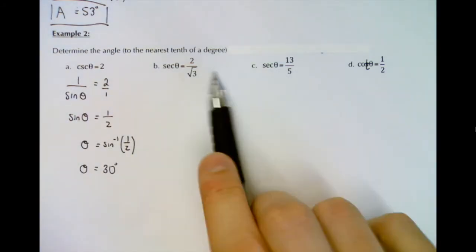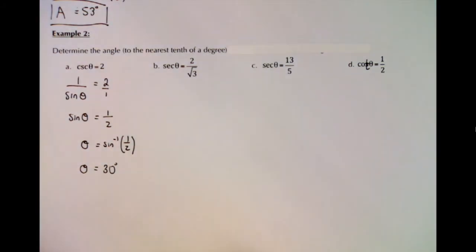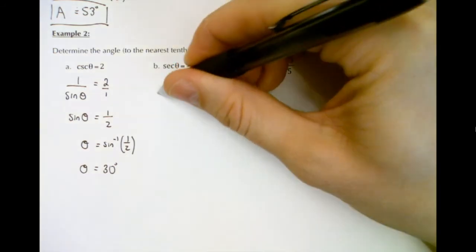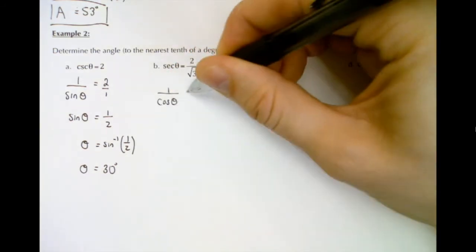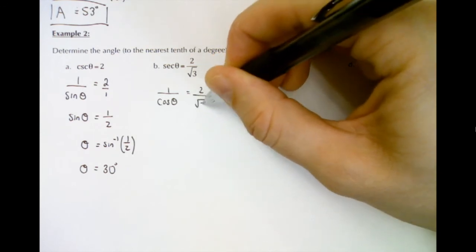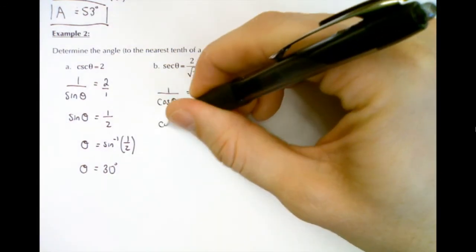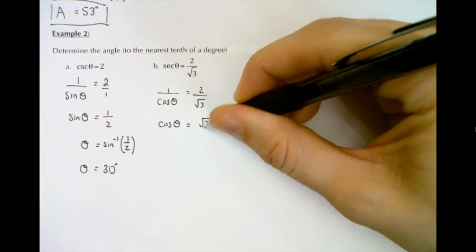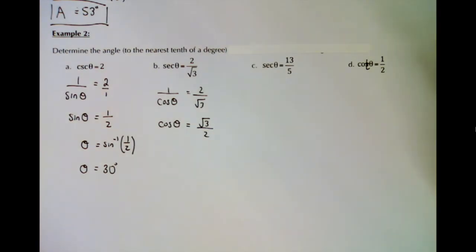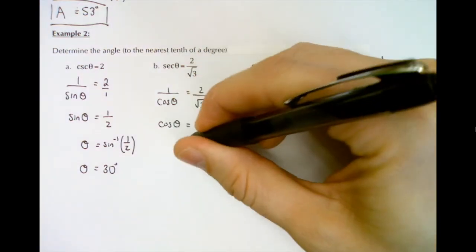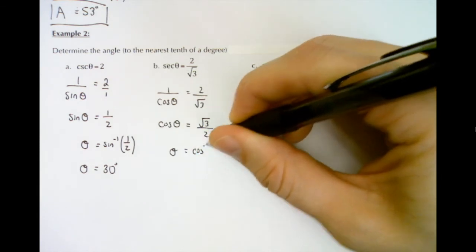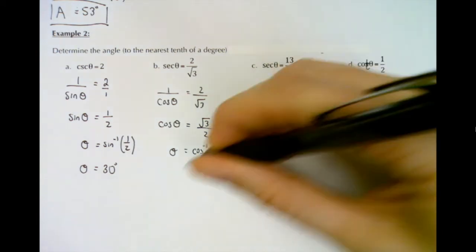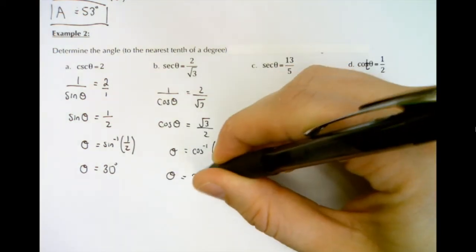Similar to these two secant questions. I'll do the first one, you'll do the second one. Secant is related to cosine. It's 1 over cos theta. So if we wanted to solve for theta, we could rewrite this as cosine, and that would flip the ratio, root 3 over 2. And now we can do cosine inverse. Theta would be cosine inverse of root 3 over 2, which is also 30 degrees.